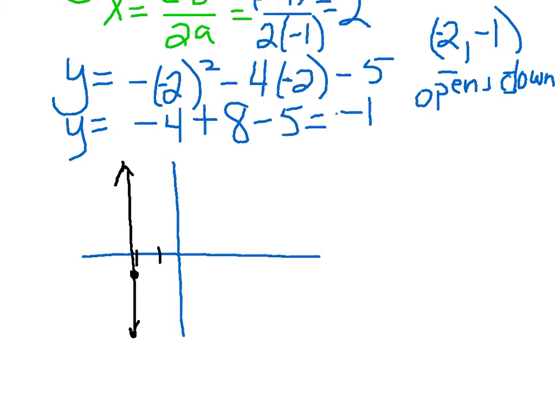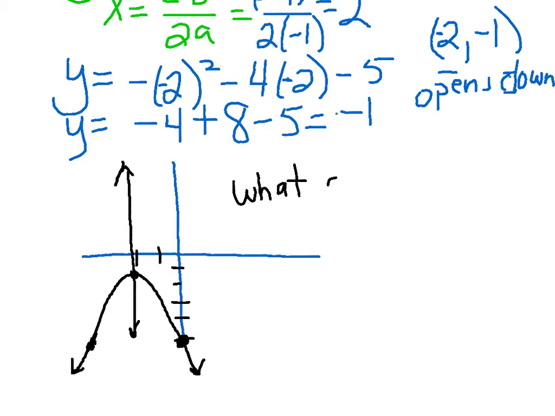Okay, I know the y-intercept, don't I? It's at -5. So I could put that point in, and then my mirror point over here, and I could get a pretty good graph from that. Again, it would be nice if I took one more point with the equation, but for this purpose, that's good. Now, does this have solutions? So what are the solutions?